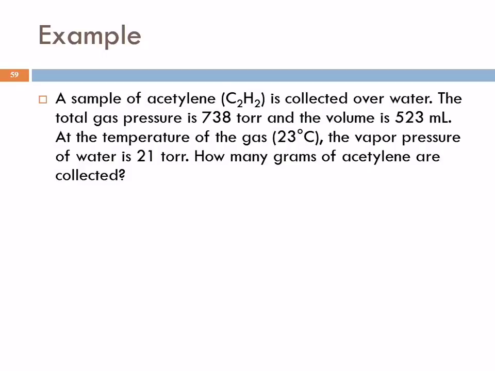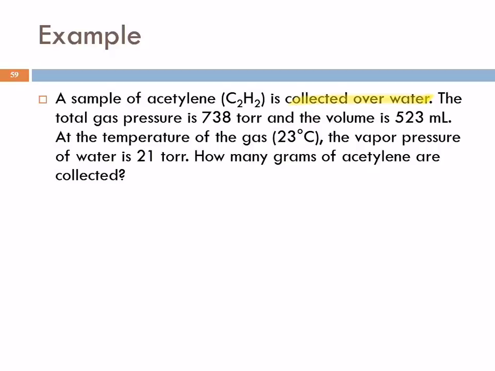A sample of acetylene is collected over water. So that collected over water tells us there's water vapor and acetylene. The total gas pressure is 738 torr. The volume is 523 milliliters. At the temperature of the gas, 23, the vapor pressure is 21 torr. Vapor pressure of water. How many grams of acetylene are collected?